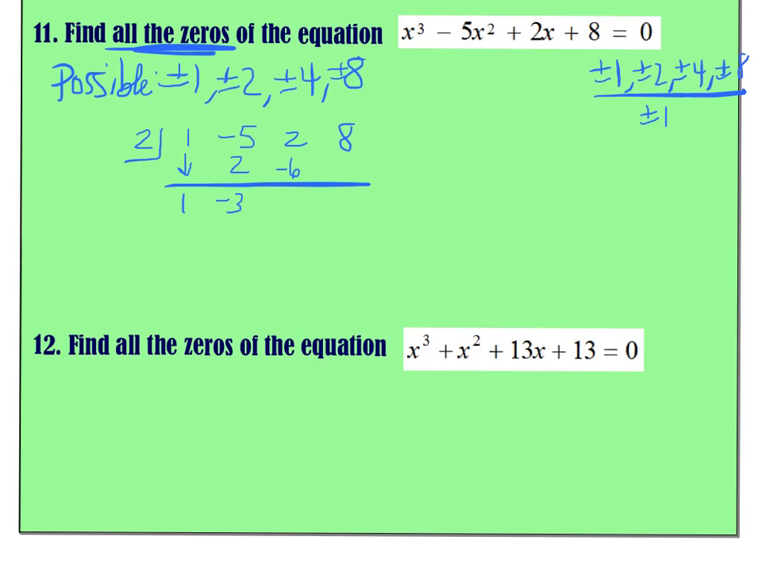Ooh, nice, I got it. So because I ended up with that remainder of 0, that means that x equals 2 is a root. And now we're going to go through. We're going to put our variables back in. So I get x squared and x squared minus 3x minus 4.